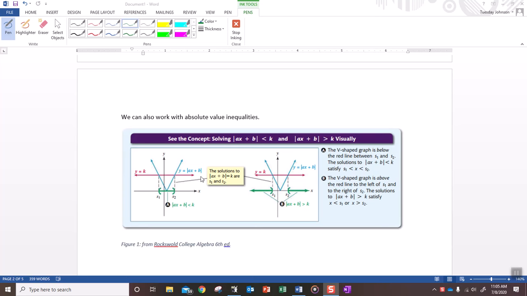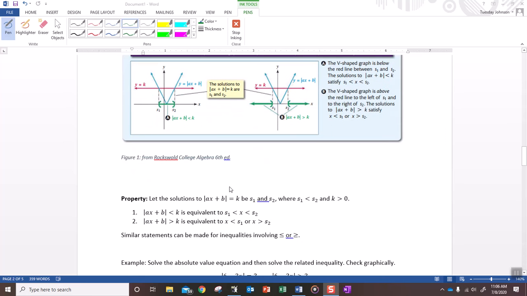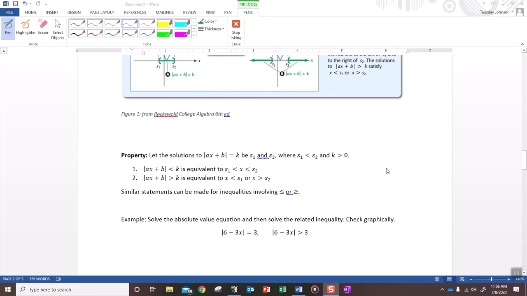But now we're going to look at when we don't have equality. We have a less than or a greater than, and this is a great representation of what it'll look like graphically. This was taken from Rockswold's College Algebra with Modeling and Visualization, the 6th edition. So thank you, Rockswold, Pearson. I stole that, but I credited it, so I hope that's all right.